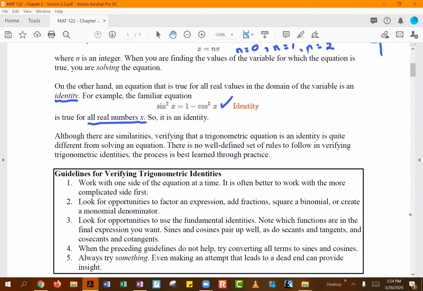So they are saying, although there are similarities, verifying that a trigonometric equation is an identity is quite different from solving an equation. So if you're trying to just verify it's an identity, it's not going to be the same kind of thing as when you are solving an equation. And like I said, we'll be looking at that in the next section.